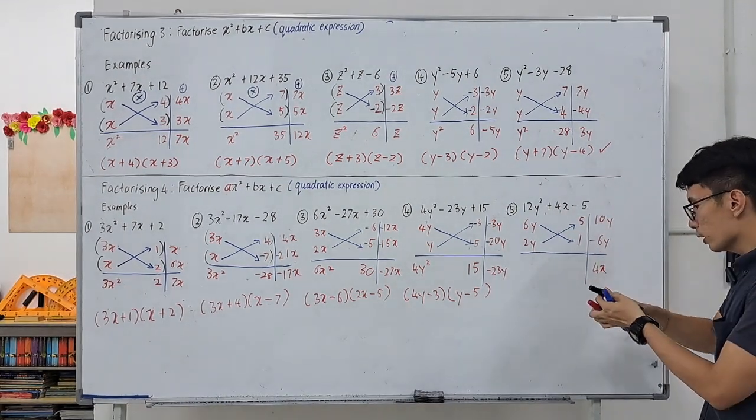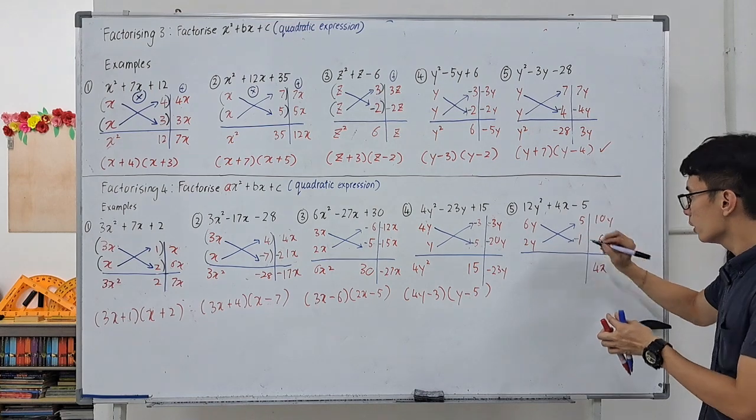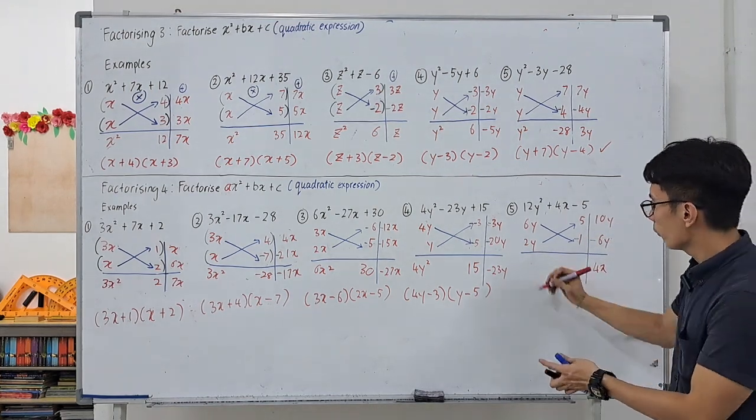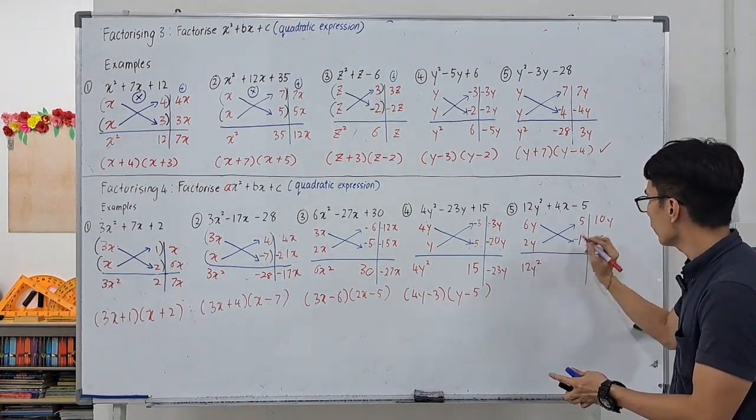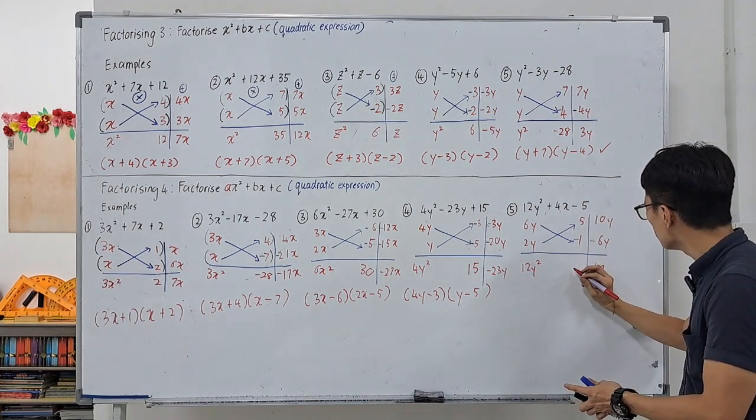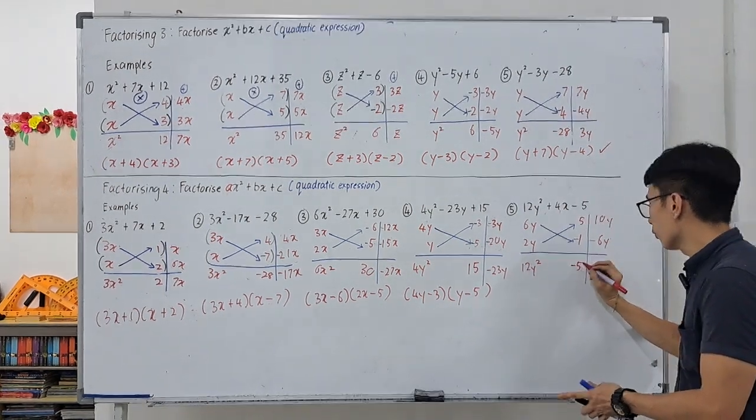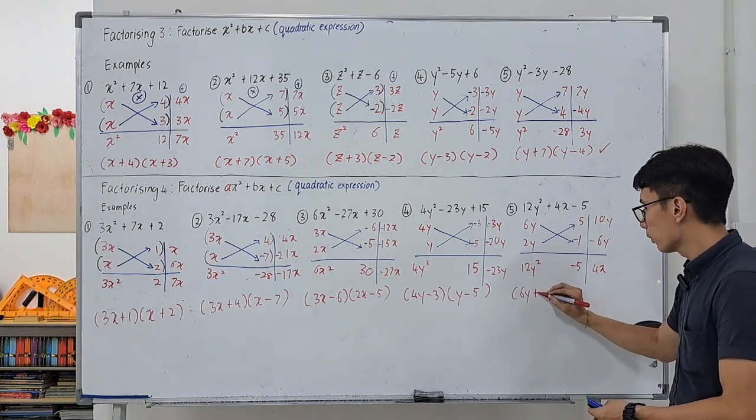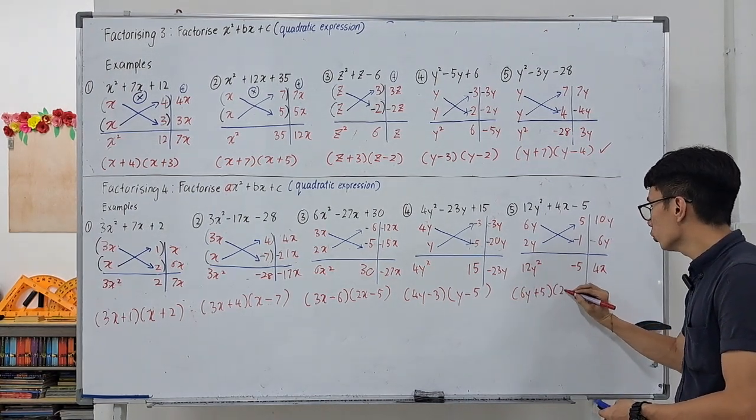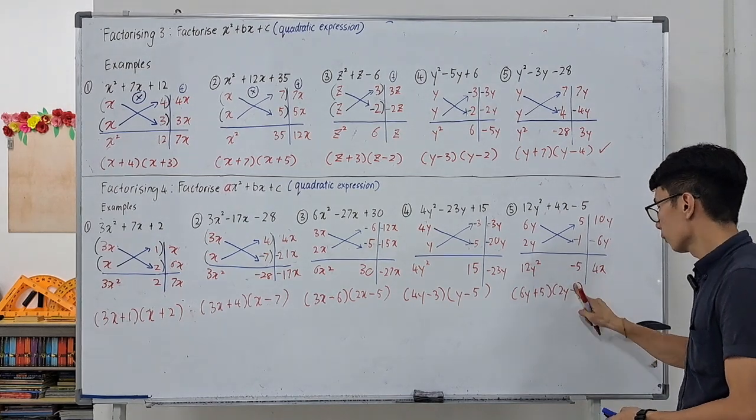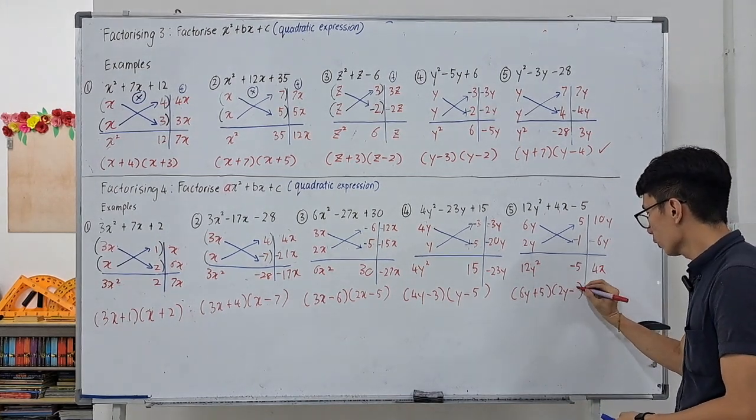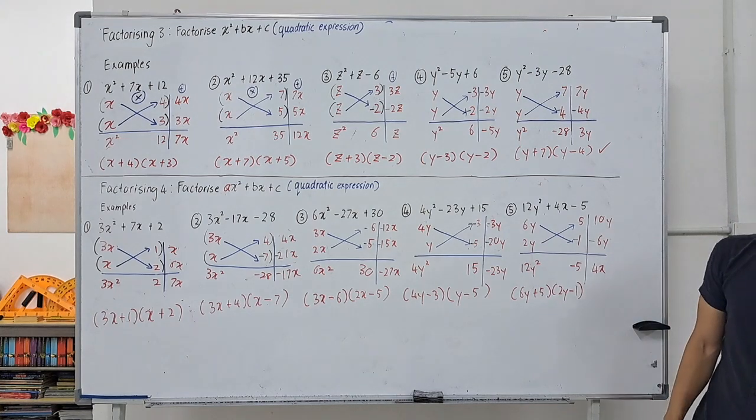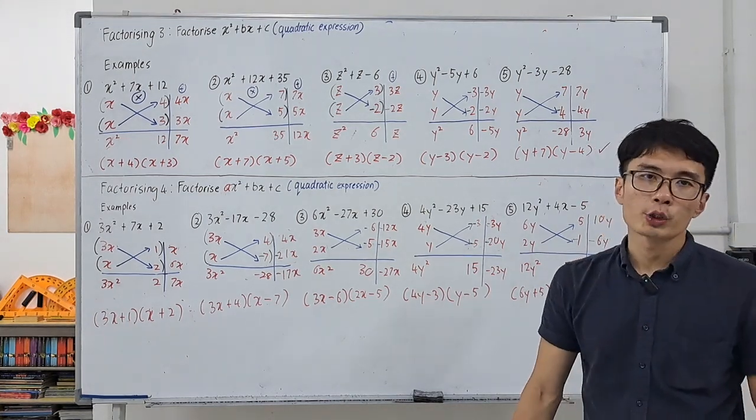So if this guy is negative, this guy over here has to be negative as well. And true enough, let's complete this. This was 12y squared, and this guy over here is negative 5. I can write my final answer now, which is going to be 6y plus 5 and 2y minus 1. Done. All right, so that's how we factorize a quadratic expression.